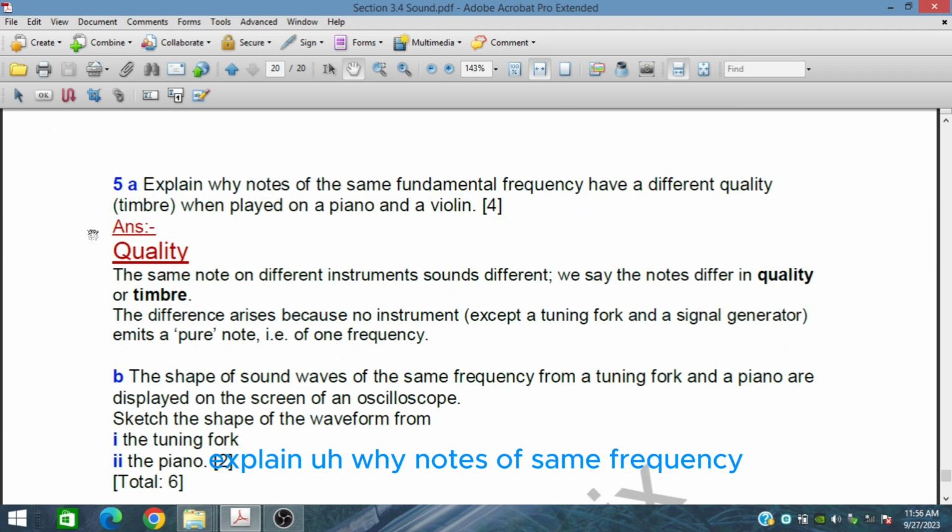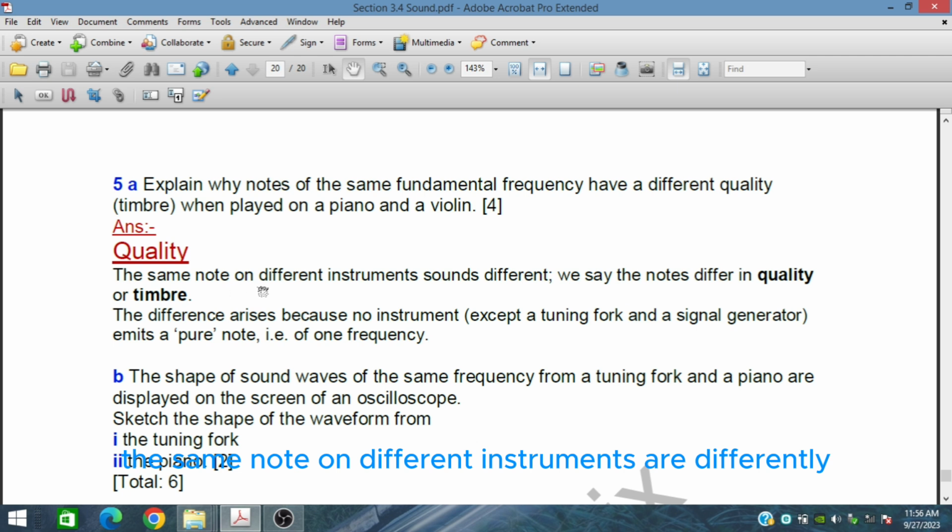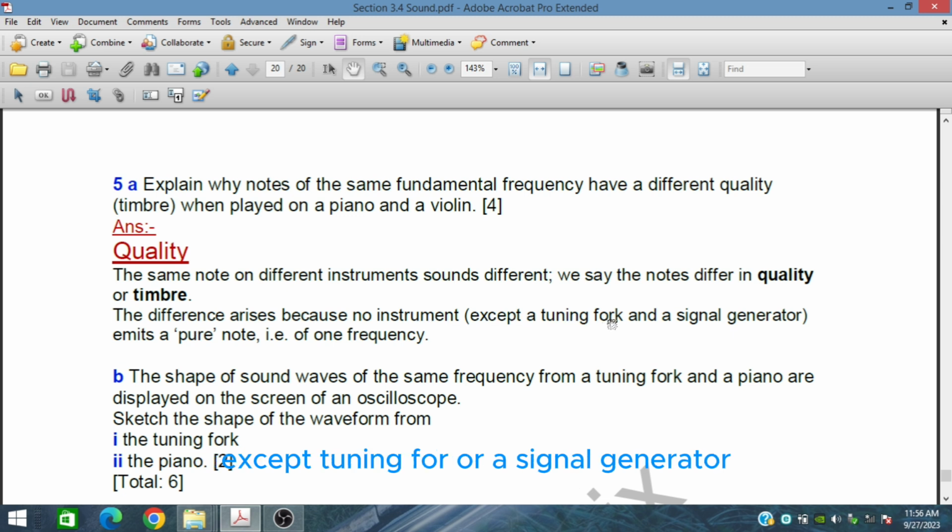Explain why notes of the same frequency have a different quality when played on a piano or a violin. The same note on different instruments sounds different. We say that notes differ in quality or timbre. The difference arises because no instrument except a tuning fork or a signal generator emits a pure note, that is, of one frequency. The other instruments have different additional frequencies.